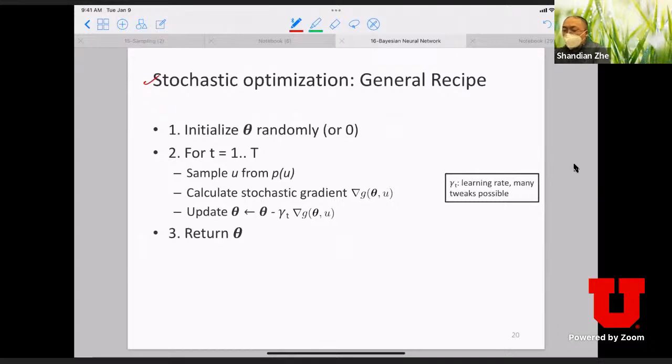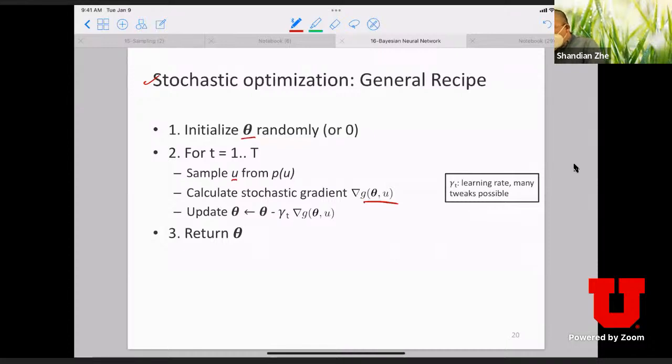In the very first step, we initialize the parameters which we want to optimize. Then we go through many iterations from 1 to big T. In each iteration, we first sample the random variable U from its distribution P of U, so we get a random instance of U. Then I plug U into this function G and calculate the gradient of G with respect to theta. So now we have an instance of the stochastic gradient.